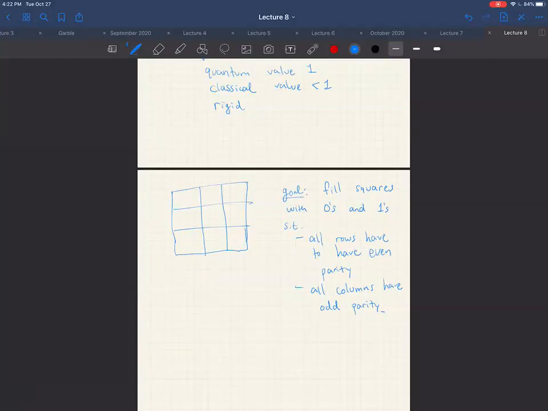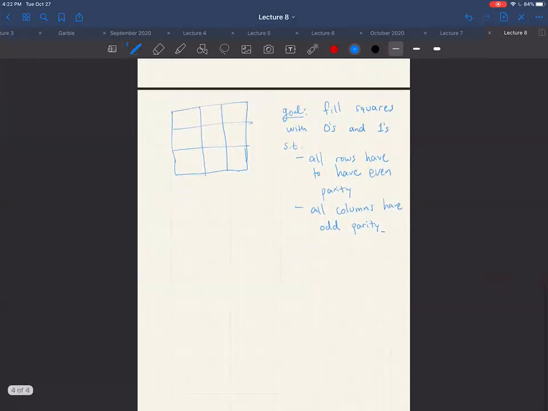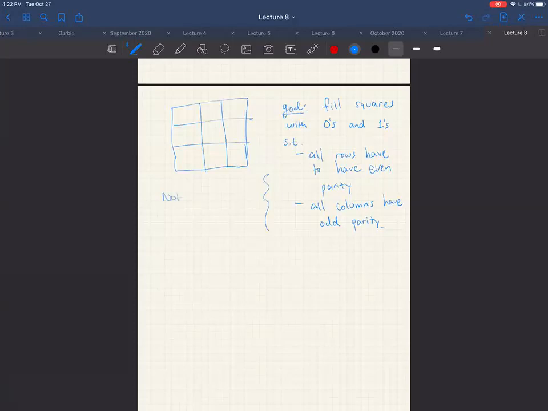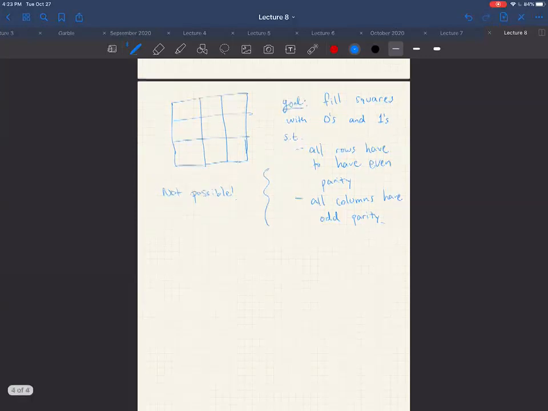So is this possible? No. Nope. And why not? Because count the parity of the sum of all the boxes. If you count it via the rows, each row has even parity, so in total the entire 9 boxes have even parity. Whereas if you count it with the columns, each column is odd parity, so the 9 boxes have odd parity. Exactly. So there's no way to fill out these squares that satisfies all these constraints. You're always going to violate at least one of the constraints. So that's pretty straightforward.